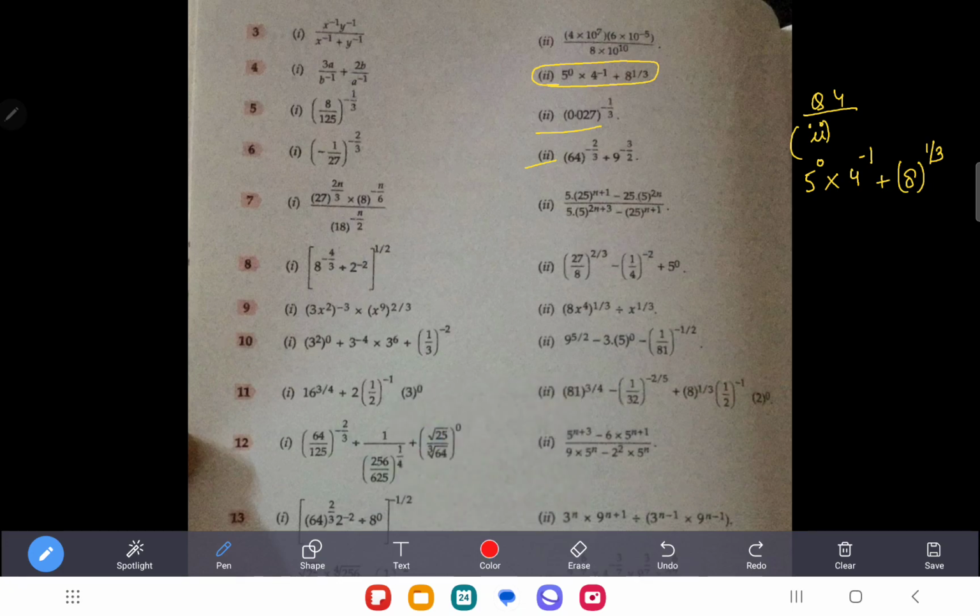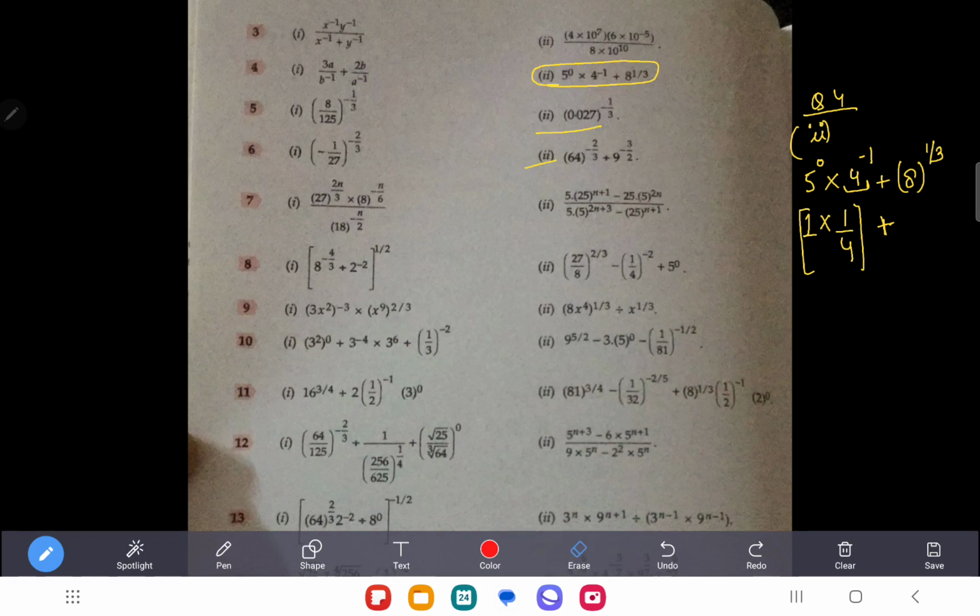What exactly does that mean? Tell me, that 5 to the power 0 equals 1. So 1 times 1 over 4, correct? Plus 8 to the power of... Wait, is it 8 to the power of 1/3, or do I do one third, one fourth? One third, one third, one third.